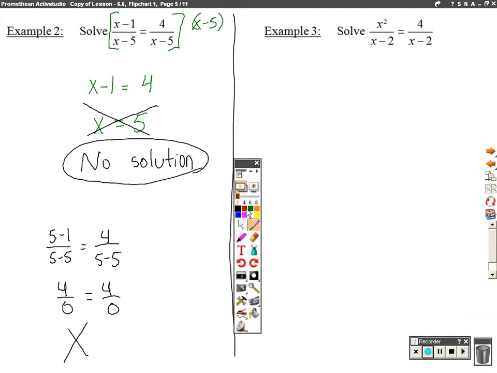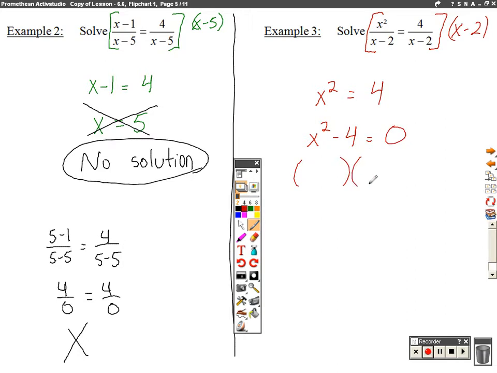Example 3. Multiply through by our LCD, which is x minus 2. Here the x minus 2's cancel, you're left with x squared. Here the x minus 2's cancel, you're left with 4. So here we have a quadratic equation. Remember how we solve a quadratic equation? We have to get 0 on one side, so you get x squared minus 4 equals 0.